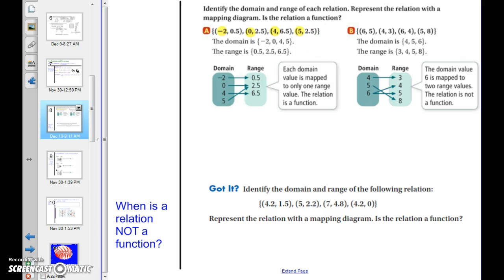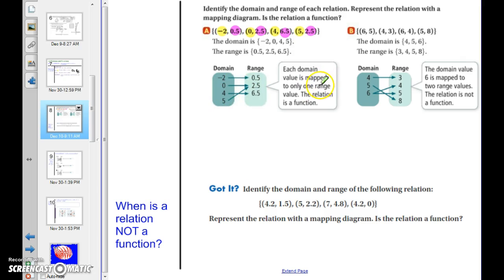The range, well, that is just your y's. So we've got 0.5, we've got 2.5, 6.5, and 2.5 again. Do you notice that they did not write the 2.5 two times? You don't have to write it again if it's a repeat. Okay, and then we look down here. This is a mapping. So we wrote down all of the domain, the x values, all of the range, and then we just draw an arrow to each one.